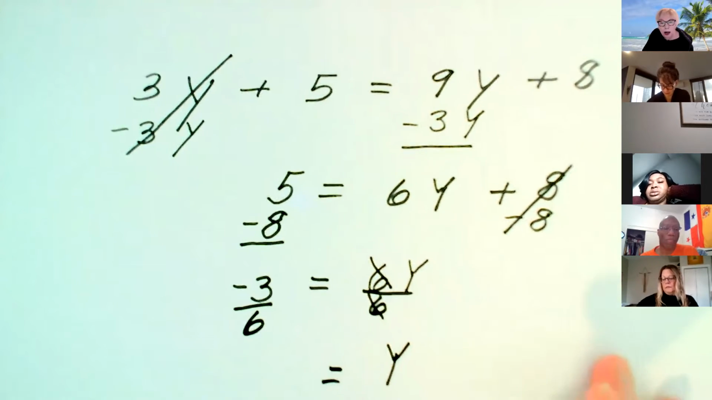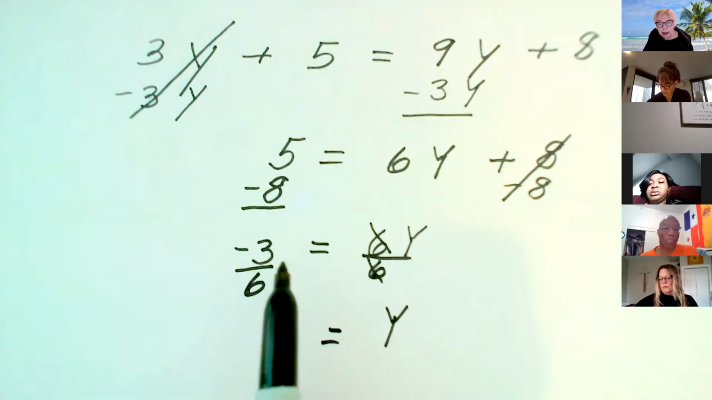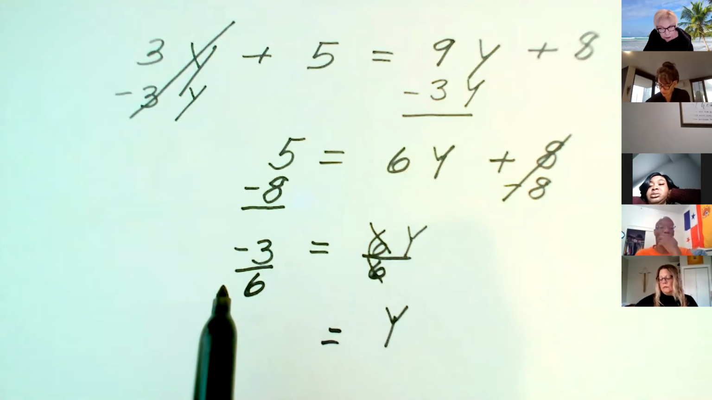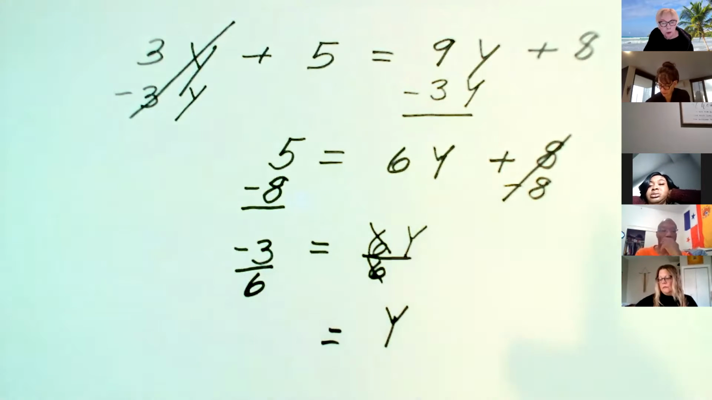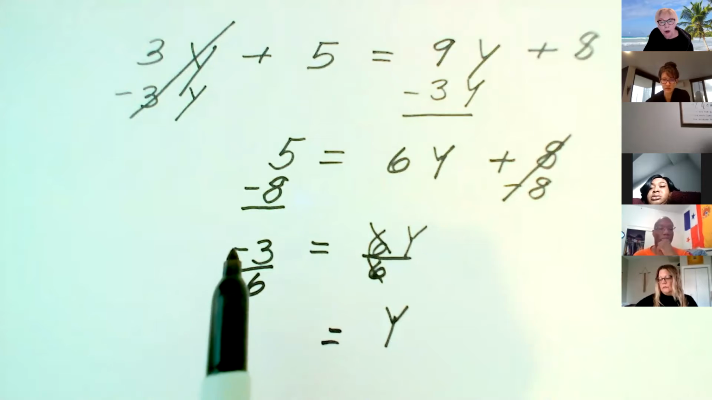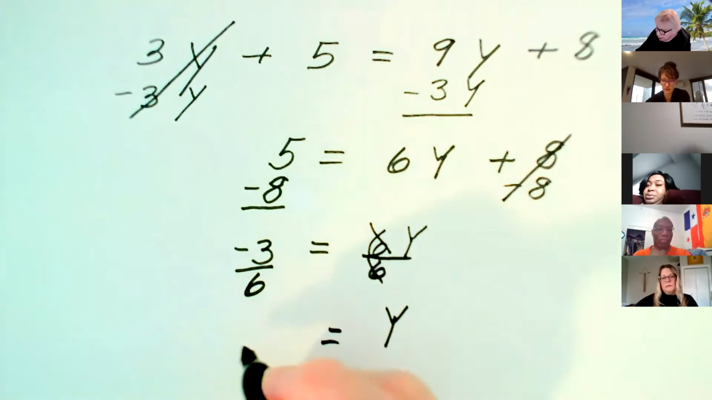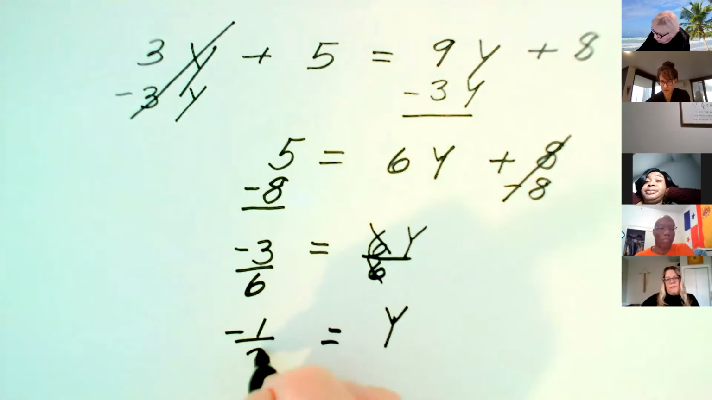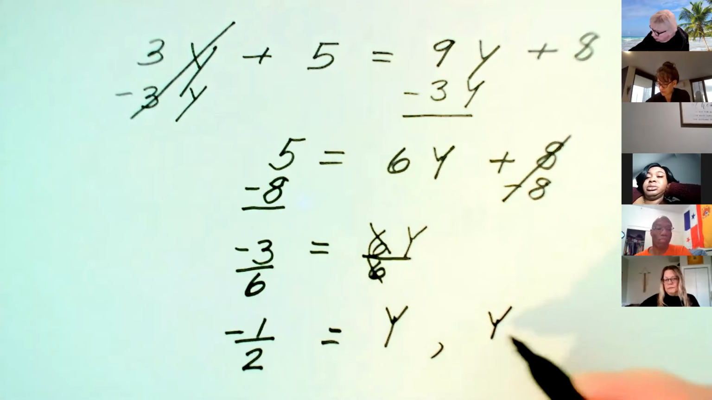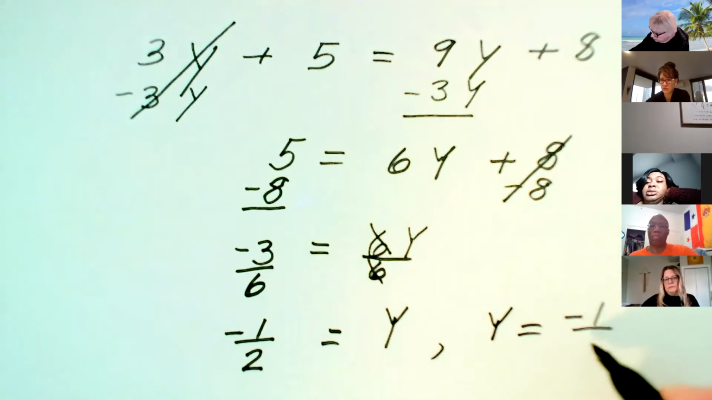So now I have y equals. Now don't panic here. This is just a fraction. And 3/6 is 1/2. And one negative in the division makes it negative. And so y equals -1/2. You can write it either way.